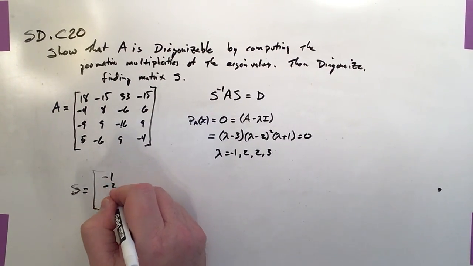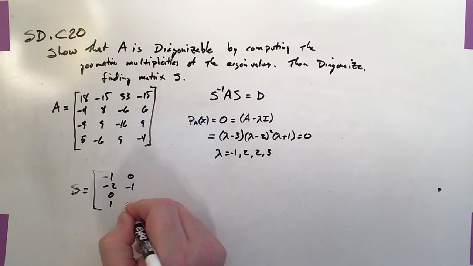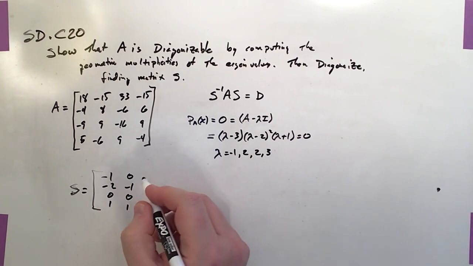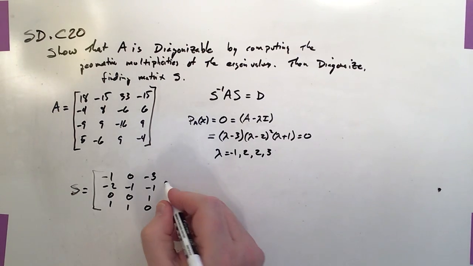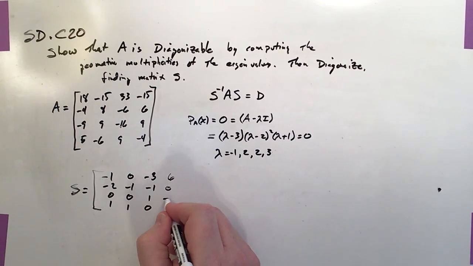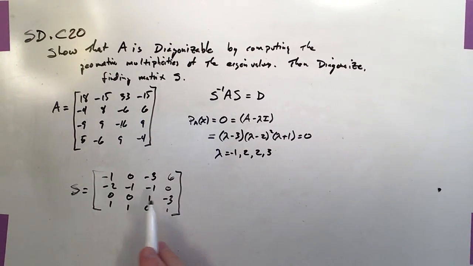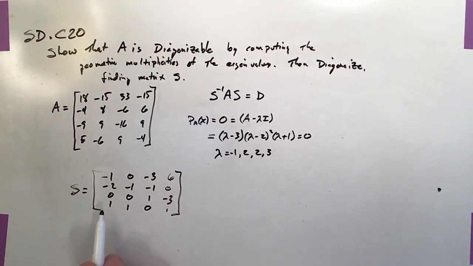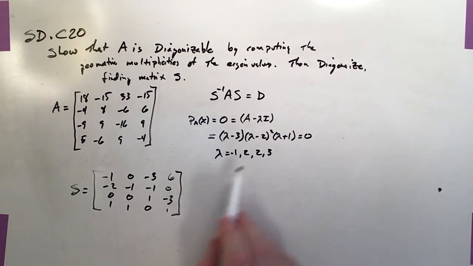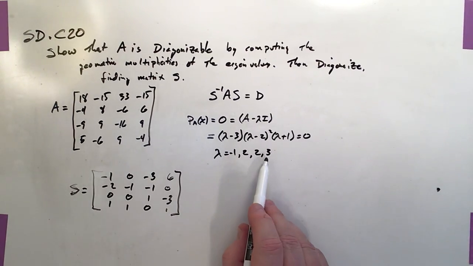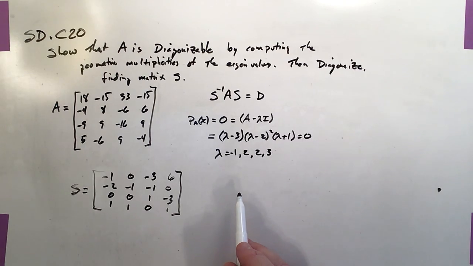Minus 1, negative 2, 0, and 1. Followed by 0, negative 1, 0, and 1, negative 3, negative 1, 1, and 0, and finally 6, 0, negative 3, and 1. So this would be the S matrix that I would use. These are actually the eigenvectors that correspond to these four values. Two of them come from the 2, one of them from the -1, and one of them from the 3. So these are the total of the eigenspaces of all four eigenvalues.